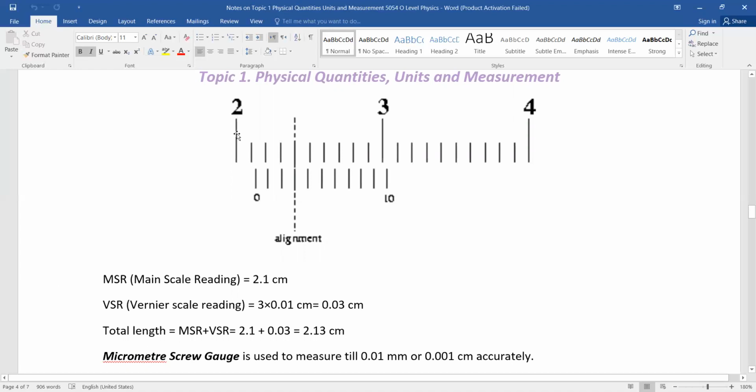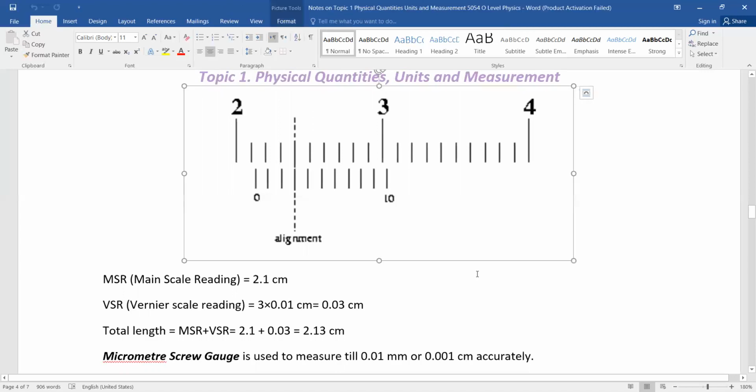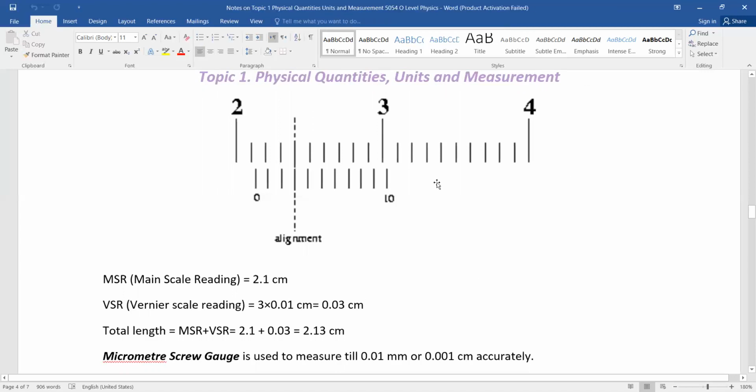So look here, this one is main scale, right? What is the reading in the main scale? It's 2.1. Very good. So here we wrote 2.1 centimeter, right? Then the vernier scale reading is 3. 3 is multiplied with 0.01 centimeter, right?